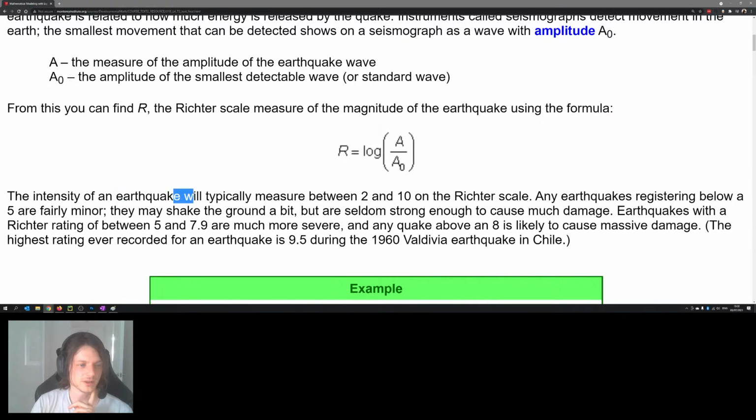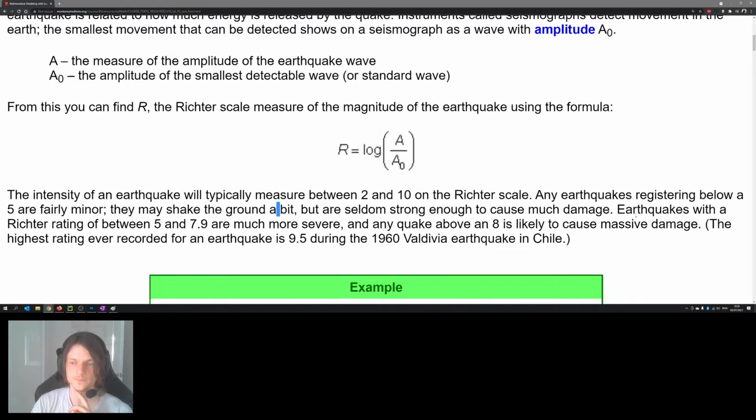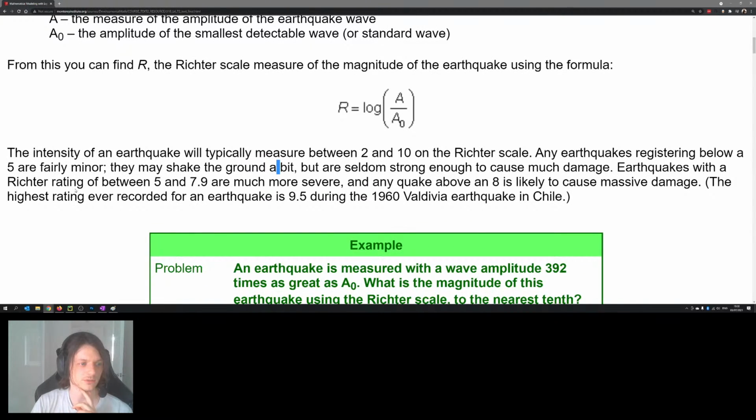The intensity of an earthquake will typically measure between 2 and 10 on the Richter scale. Any earthquakes registering below a 5 are fairly minor. They may shake the ground a bit, but are seldom strong enough to cause much damage. Earthquakes with a Richter scale rating of between 5 and 7.9 are much more severe, and any quake above an 8 is likely to cause massive damage. The highest rating ever recorded for an earthquake is 9.5 during the 1960s.